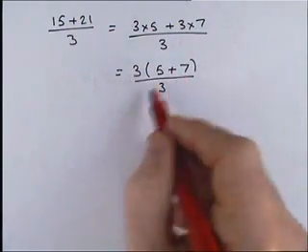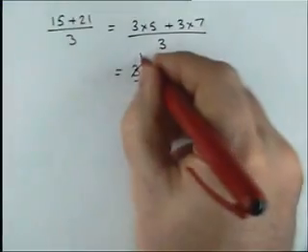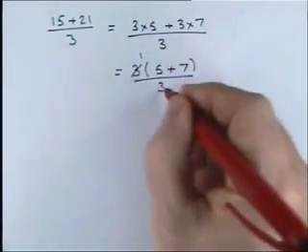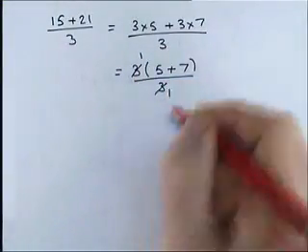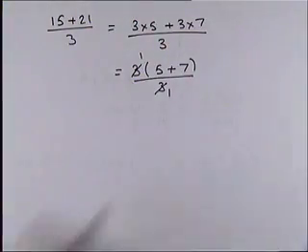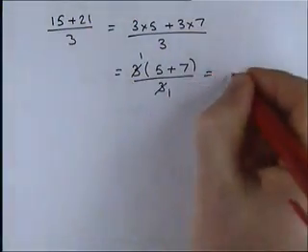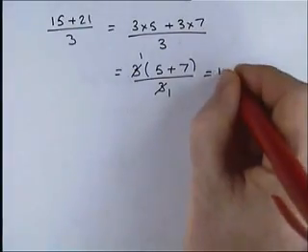So now when we divide the top and the bottom by 3, we cancel. The 3 divided by 3 makes 1, and the 3 divided by 3 makes 1. So we've simplified that fraction, and we're just left with one lot of that bracket, and the bracket is worth 12.